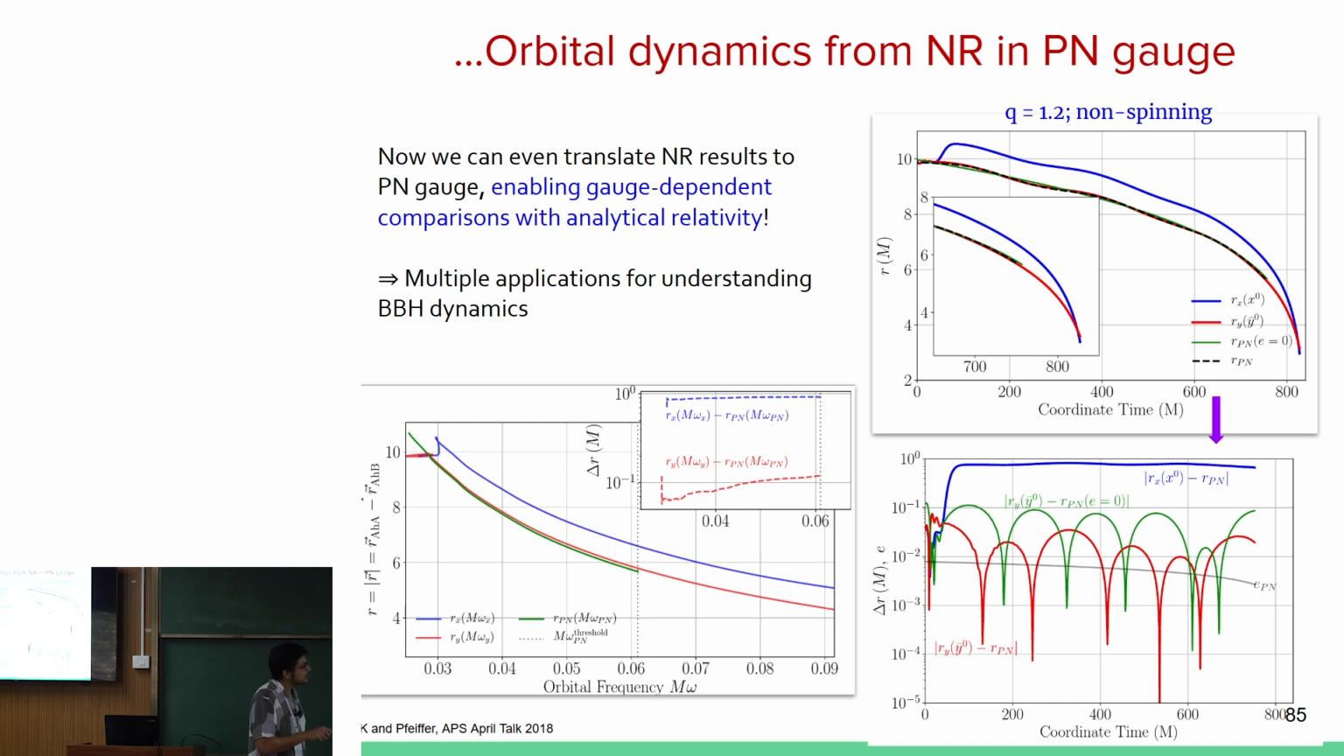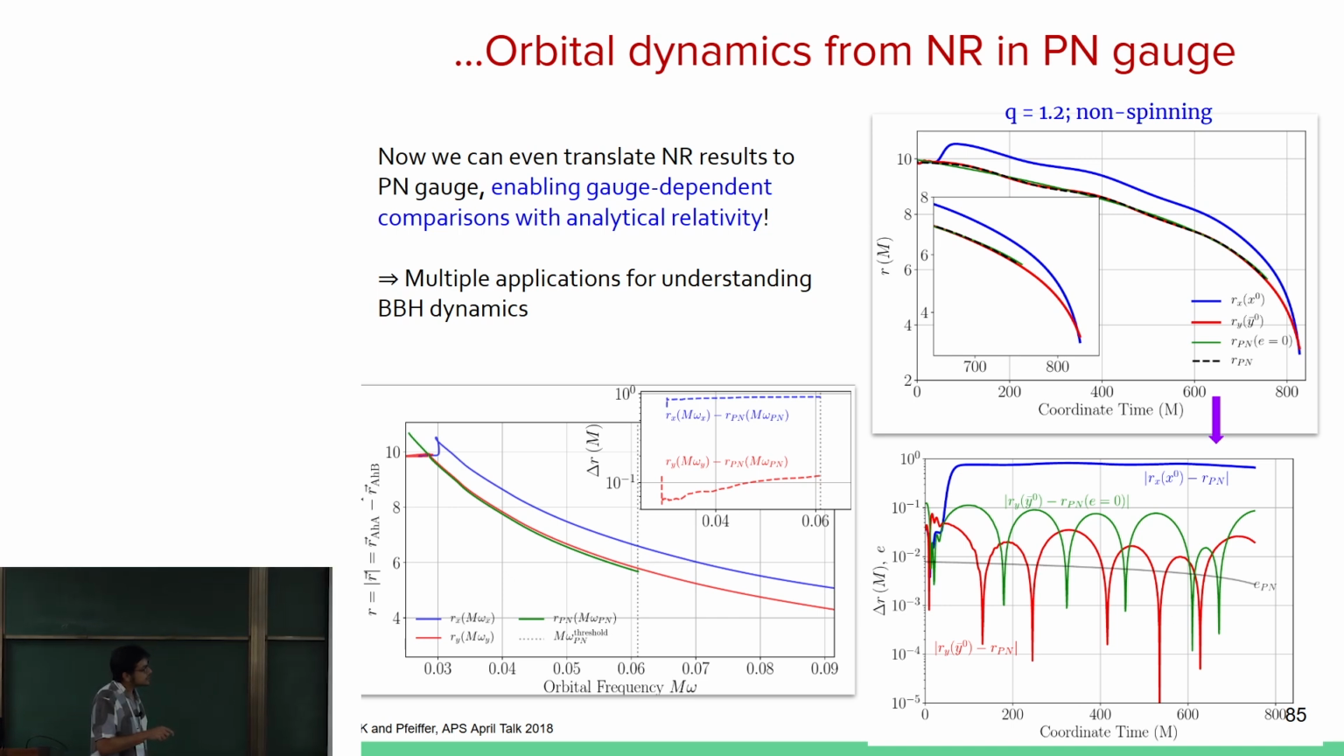So, for example, the blue here shows the inspiral of a mass ratio 1.2 non-spinning binary, and you can see there is a jump in this radial separation. That's not because the binary is going away. That's because the definition of the radial coordinate has changed during the NR simulation. Here, this bump over here, then it goes down and collapses to merger. This is in pure SpEC coordinates, the generalized harmonic coordinates that we are using.